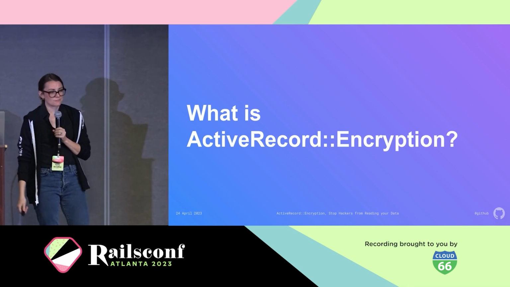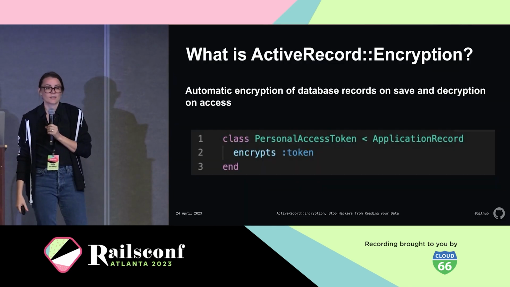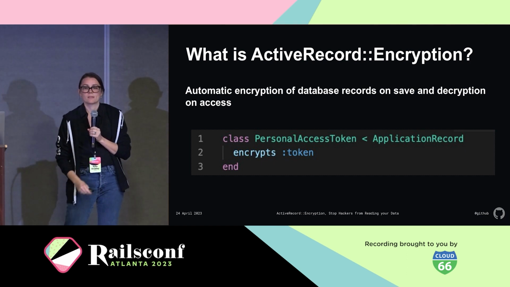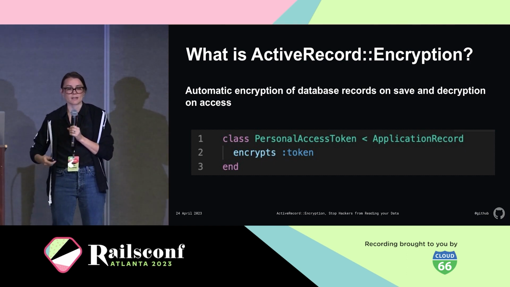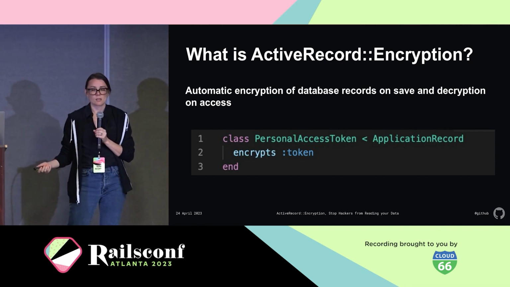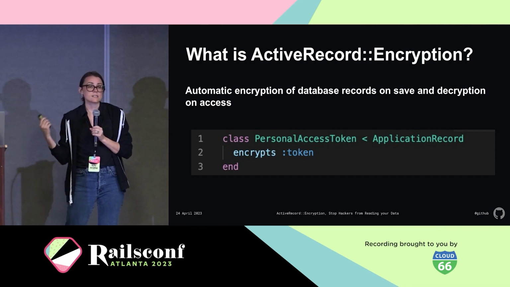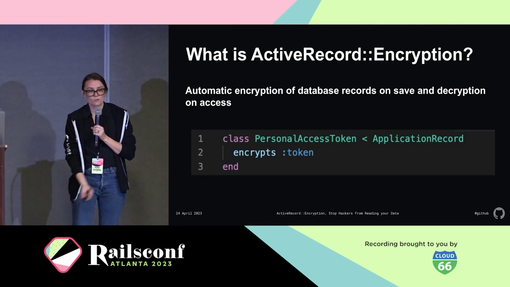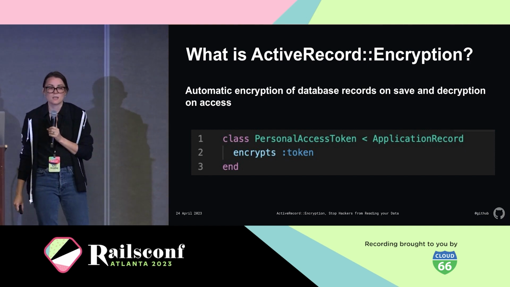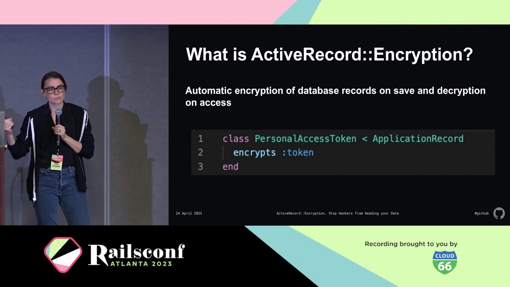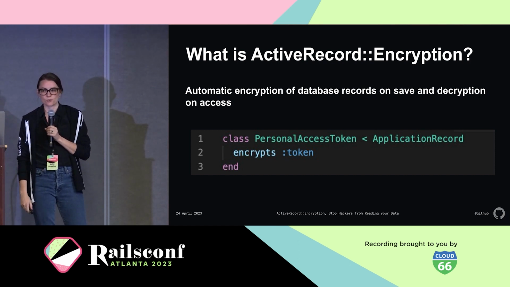So what is ActiveRecord encryption? It's a pretty classic Rails API. It's very, very easy to use, but also very opinionated. It provides encryption immediately on save and decryption on access. So here you can see we have an ActiveRecord class called personal access token. It's using that encrypts keyword to encrypt a database column called token.